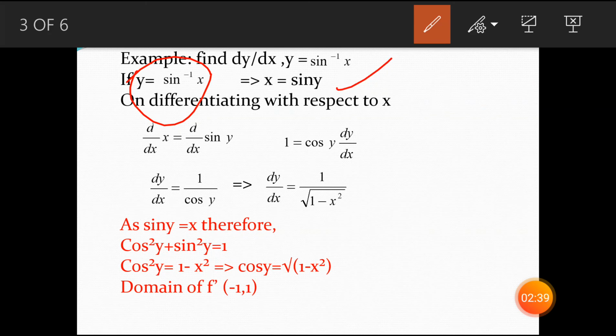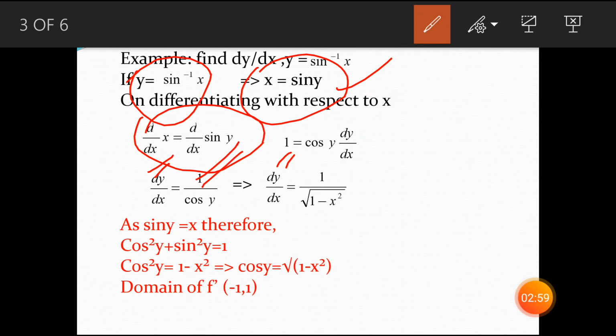Now this is easy to differentiate. So we are going to differentiate x equals sin y, so d over dx of x and d over dx of sin y. This is what I wrote here. Now you see d over dx of x is nothing but 1, that you know very well, and d over dx of sin y: here the variable is y and we are differentiating it with respect to x, so we have to apply the chain rule.